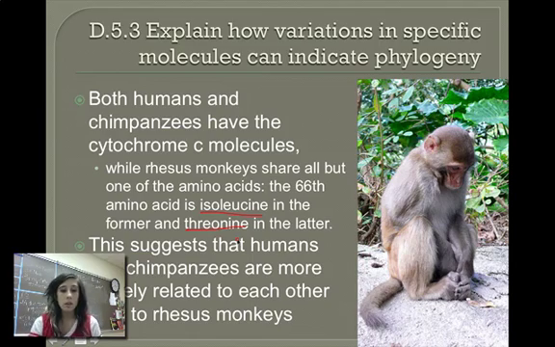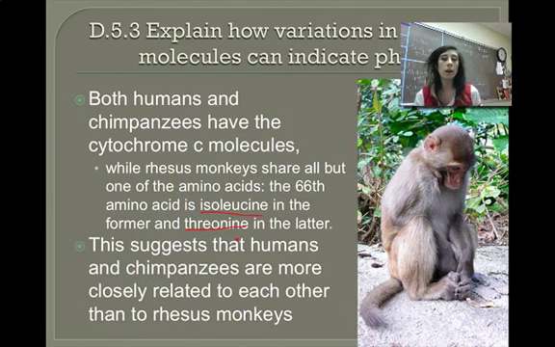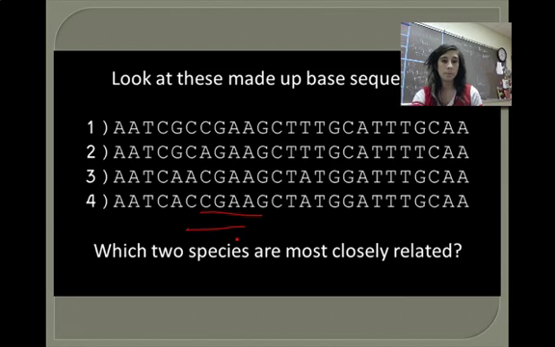Therefore, because there is that difference in that single point mutation, this suggests that humans and chimps are more closely related to each other than to rhesus monkeys. And I know this seems like a very small, subtle change, but it's enough to change the phylogeny that maybe had existed prior to having the tools to study amino acids within the DNA.